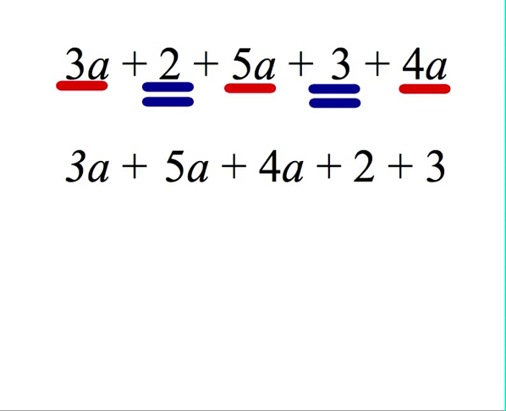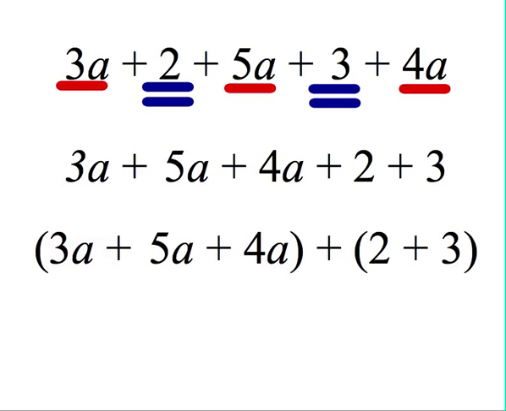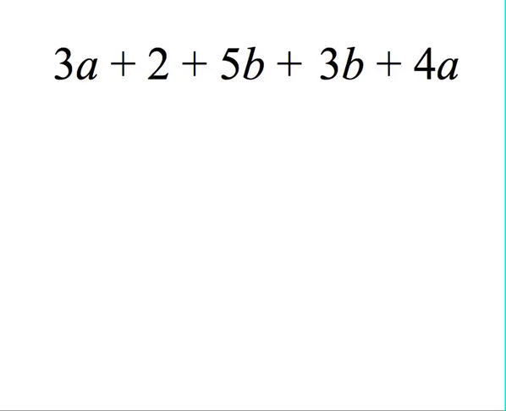So all of the A's go together, and we write them on the left, and the 2 and the 3 go together on the right. We combine our like terms by associating with the associative property, and then we get 12a plus 5. We don't usually show all of that work because most of it can be done mentally.